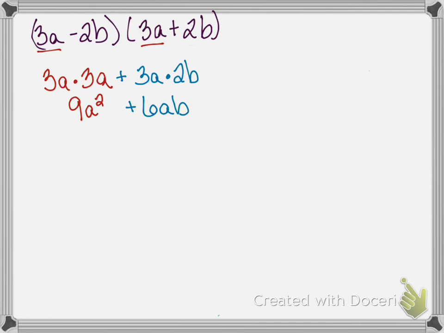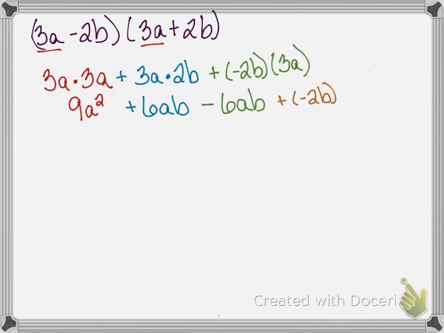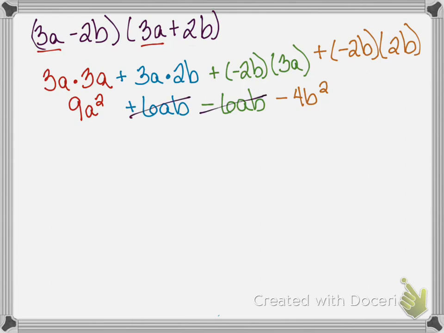Now, for my inner, I've got negative 2b times positive 3a. That's negative 6ab. What did you notice when you did that? They cancel each other out. They're opposite each other. So let's keep that in mind as we keep going. Then I've got negative 2b times positive 2b. Okay? Whoops. I wrote that in the wrong place. My fault. Okay? It is negative 4b squared. Okay? And right here, these cancel out, and I'm left with 9a squared minus 4b squared.